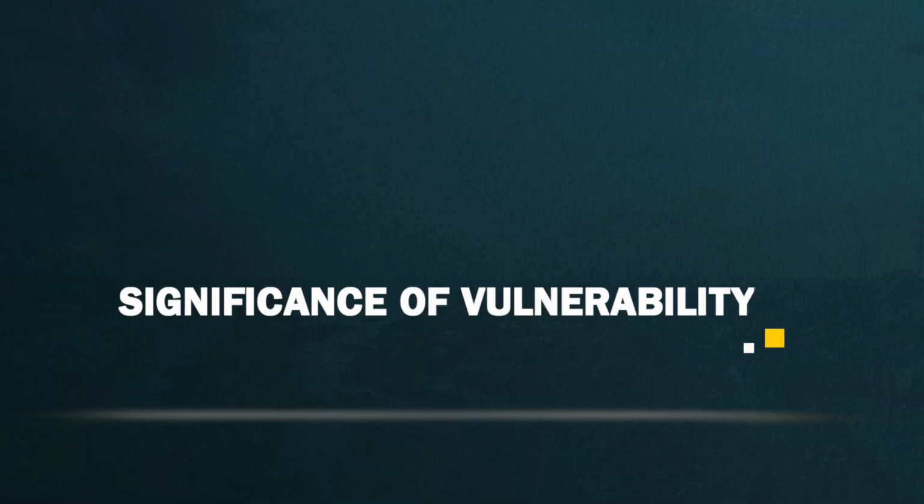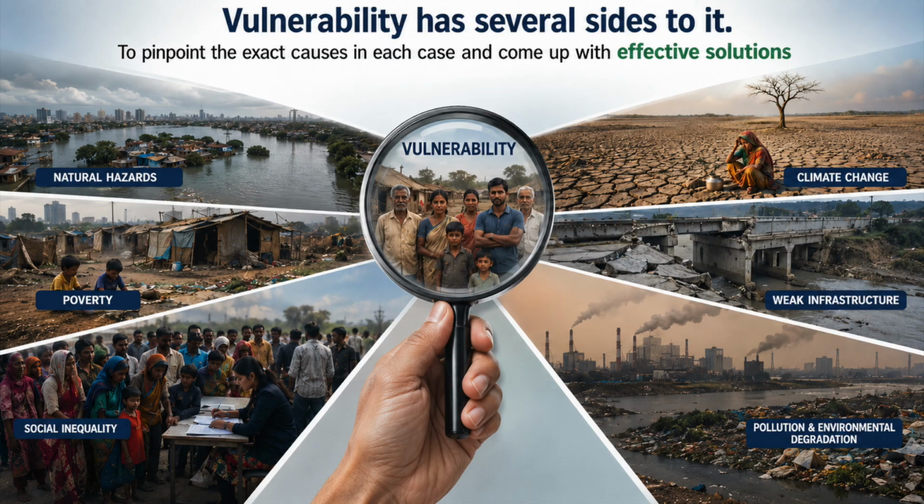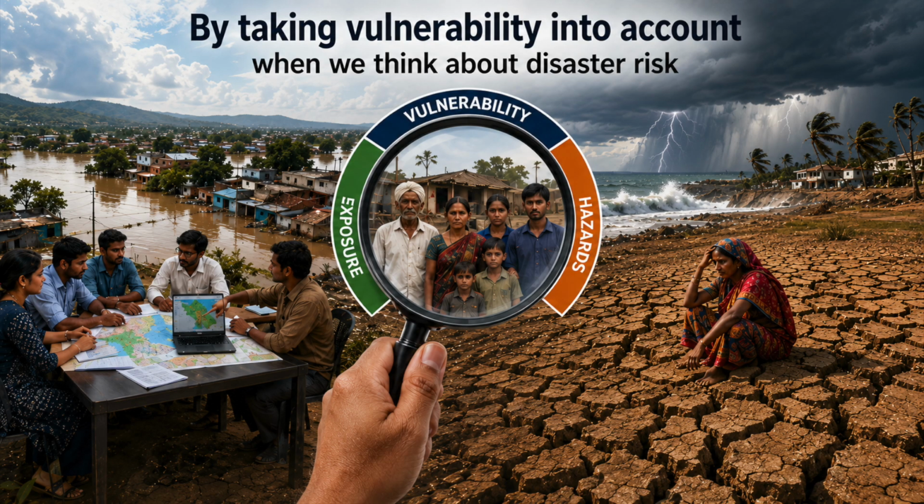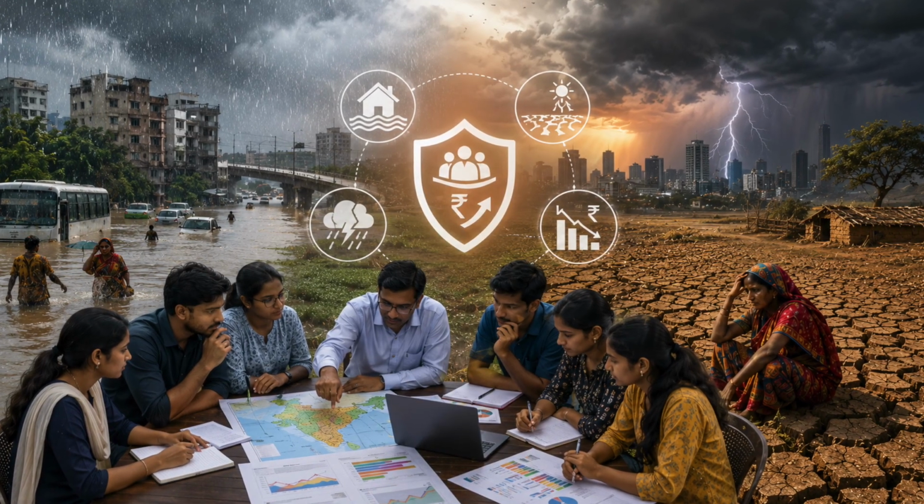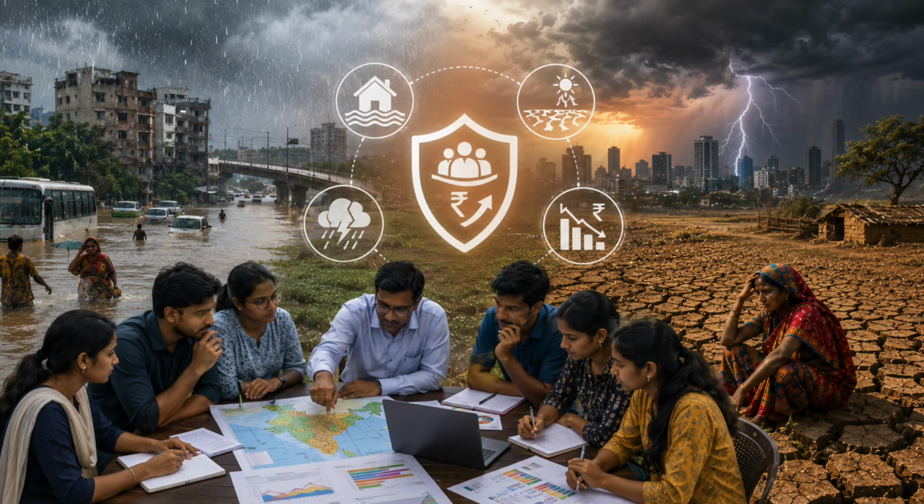And with this, I am now concluding the whole chapter. In summary, I would like to show the significance of vulnerability. As I described to you, vulnerability has several sides to it. To pinpoint the exact causes in each case and come up with effective solutions, there is a requirement to study what makes people vulnerable who are at risk, and it has to be firmly encouraged. By taking vulnerability into account when we think about disaster risk, we see that risk is not just based on how strong a hazard is and how many people or things are in danger of being harmed by it, but it is also based on how likely it is that people and economic resources will be lost or damaged.